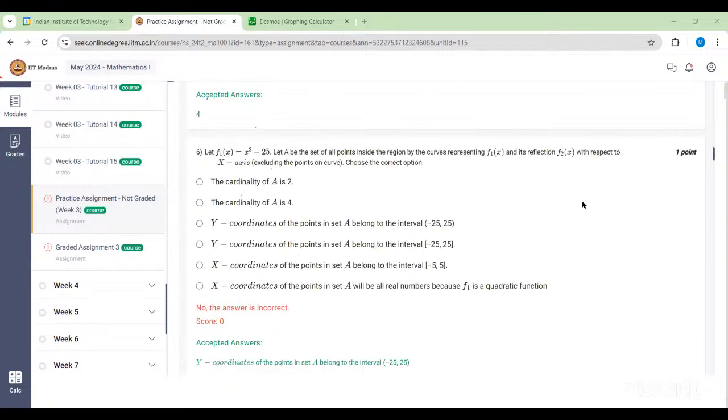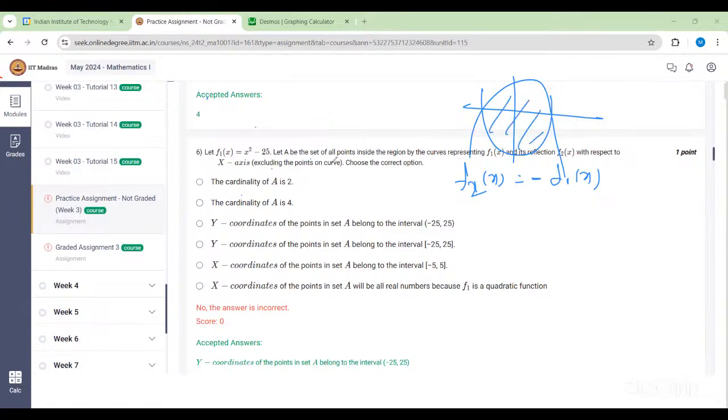So if f1 is this, let A be the set of all points inside the region enclosed by the curve representing f1 and its reflection f2 with respect to the x-axis. As I told you, if the reflection is about the x-axis, the expression is just minus of f1. So A is the region enclosed by the curve f1. Again, it's an upward parabola with minus 25, so this is f1 and this will be f2. Here is the region A.